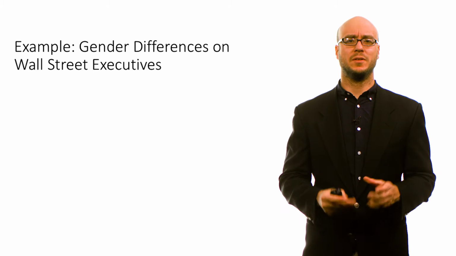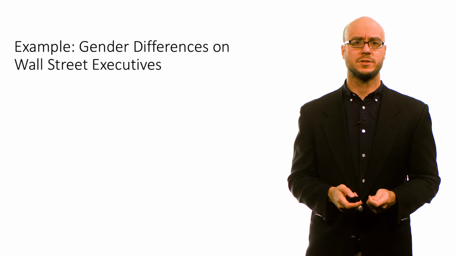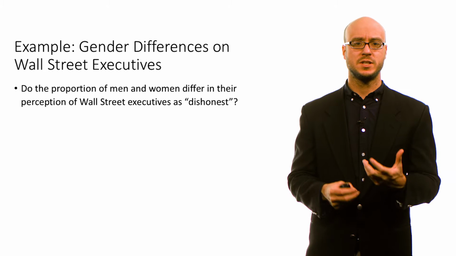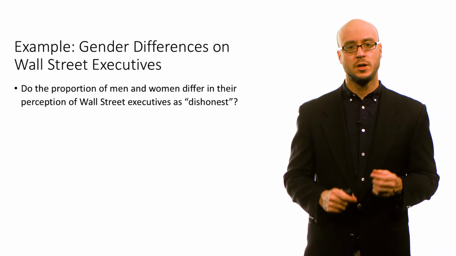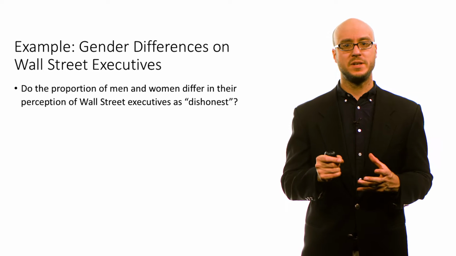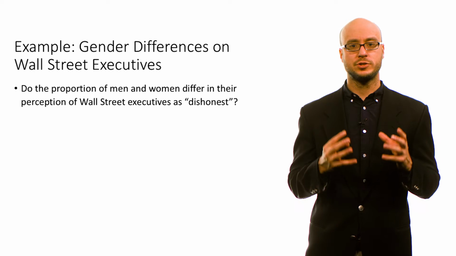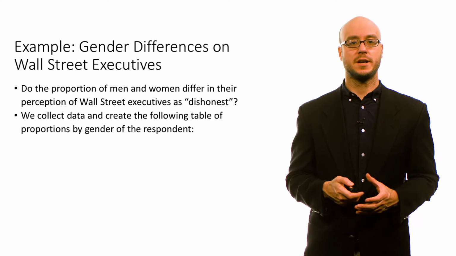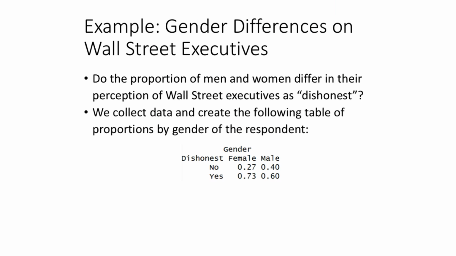Let's go through an example for looking at the difference of proportions. Let's look at gender differences towards Wall Street executives. We might ask, do the proportion of men and women differ in their perception of Wall Street executives as dishonest? So we're going to collect data, and we create the following table of proportions by gender of the respondent.